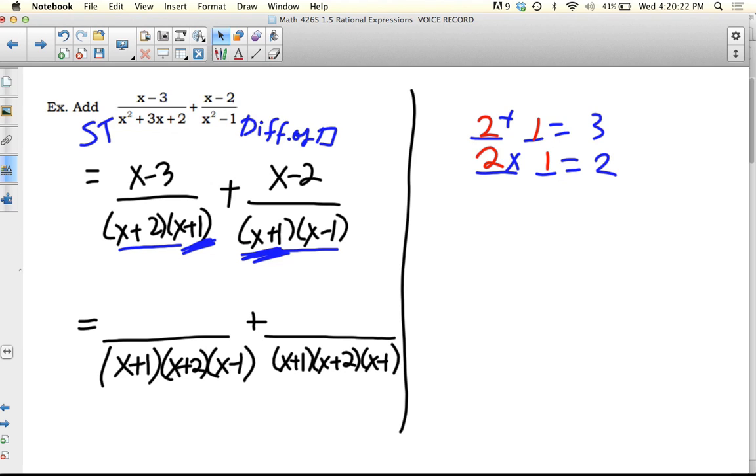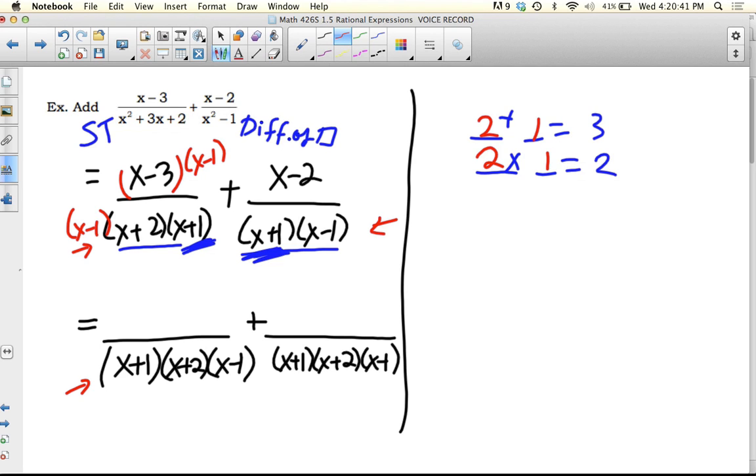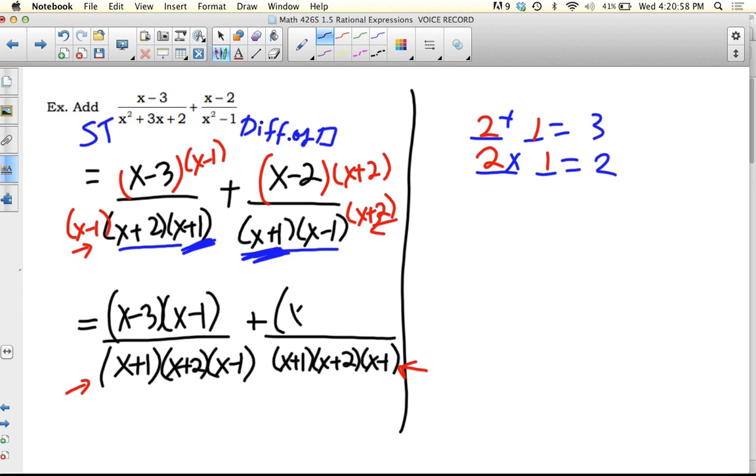So what's different between the first denominator here and this new lowest common denominator? We're missing an x minus 1. So I got to multiply that by x minus 1. Also got to multiply the top by x minus 1. Okay. What are we missing over here? Compared to this one, we're missing an x plus 2. So I need to multiply top and bottom by x plus 2. Don't forget those brackets. So x minus 3 times x minus 1 and x minus 2, x plus 2.